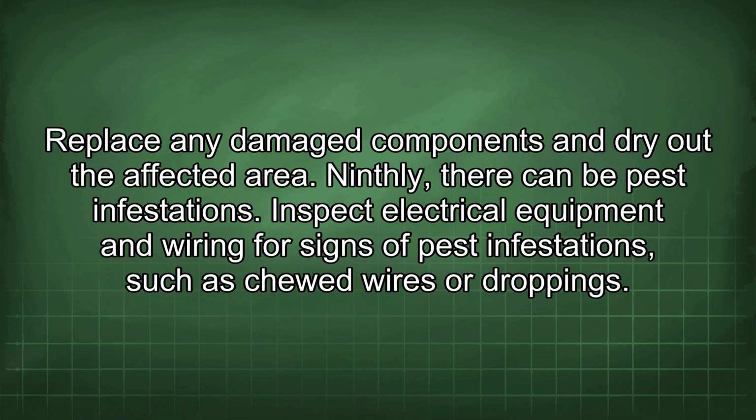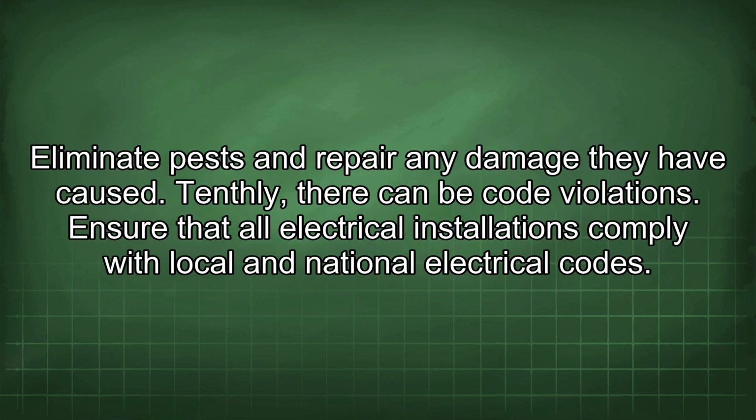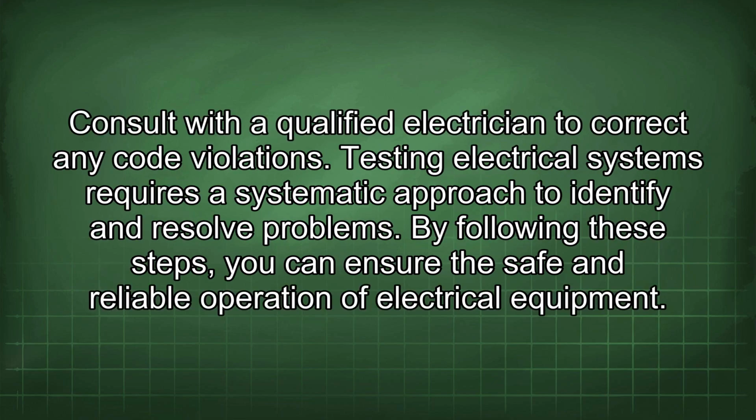Ninthly, there can be pest infestations. Inspect electrical equipment and wiring for signs of pest infestations, such as chewed wires or droppings. Eliminate pests and repair any damage they have caused. Tenthly, there can be code violations. Ensure that all electrical installations comply with local and national electrical codes. Consult with a qualified electrician to correct any code violations.